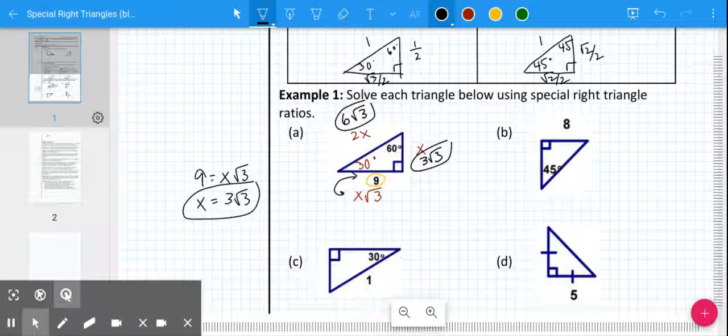Now notice if it's a 45, 45, 90 like in B, then you have a different ratio. And in a 45, 45, 90, you always have two sides the same.